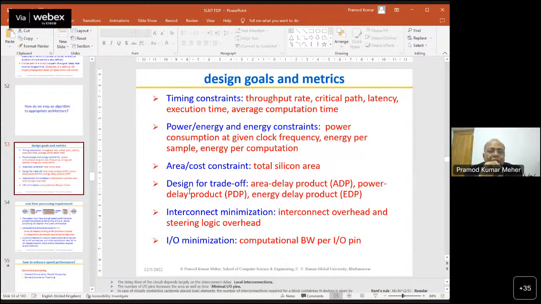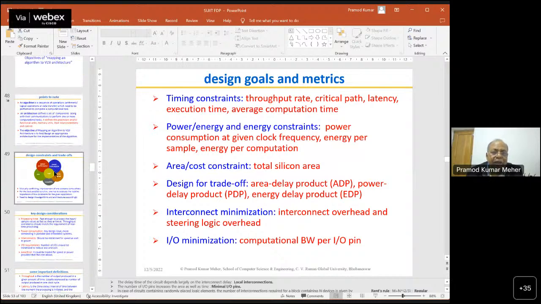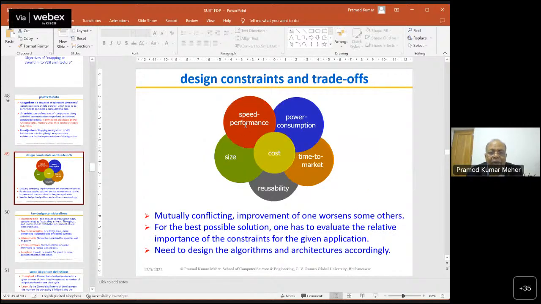PPA refers to power, performance, which refers to speed, and A for area. PPA generally is the three major design indexes. Here also what we have taken is speed performance, power consumption, and area.